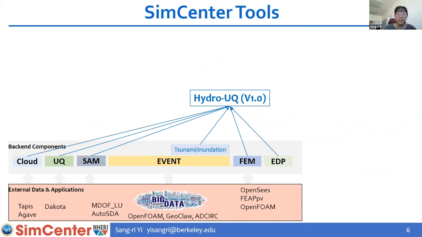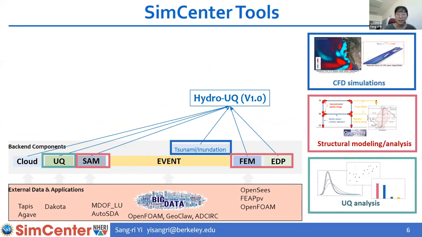So if we only see this hydro part, we can see that there are 3 components that are like pillars of this application. The first one, which you learned about through previous sessions, is the CFD simulation module that generates tsunami and inundation scenarios. And then there is the structural module that gets this load profile and runs structural simulations. And then there is the UQ analysis module.